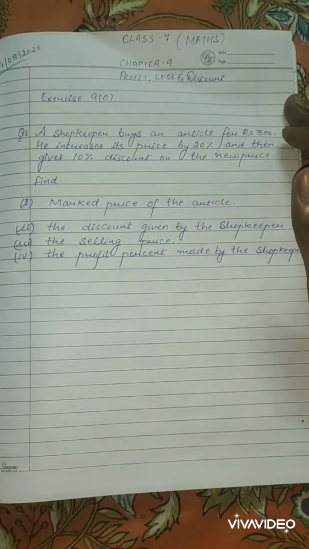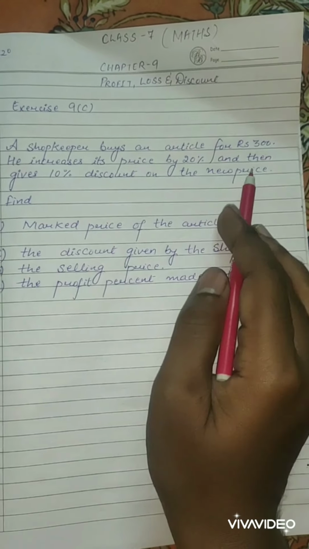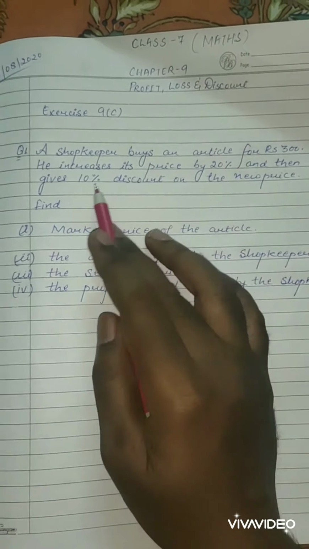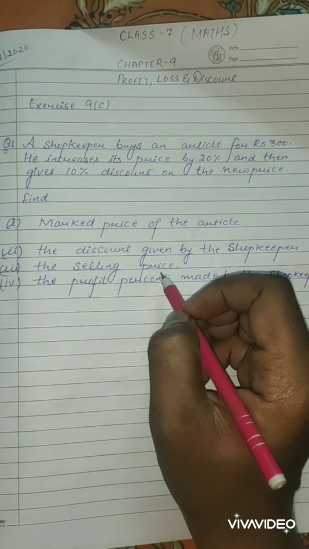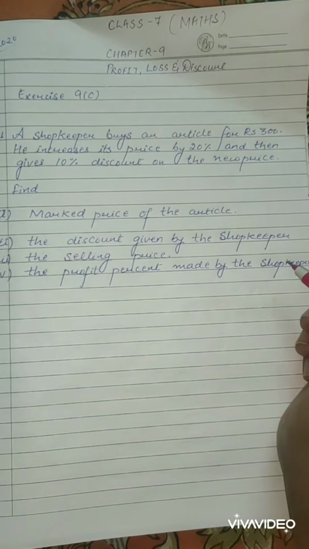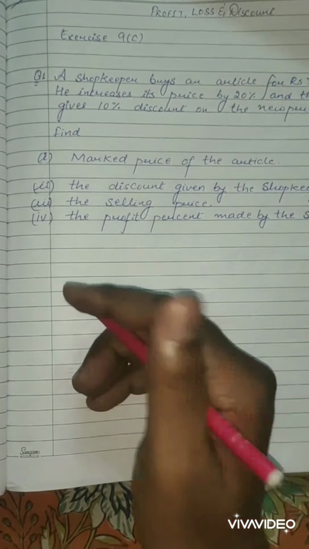So let's start. Question number 1 is saying that a shopkeeper buys an article for rupees 300. He increases its price by 20% and then gives 10% discount on the new price. Find first the mark price of the article, second the discount given by the shopkeeper, third the selling price, and fourth the profit percent made by the shopkeeper. Clear? So let us start slowly with the first part.